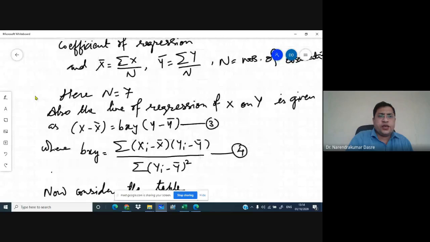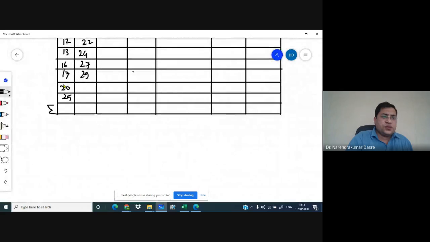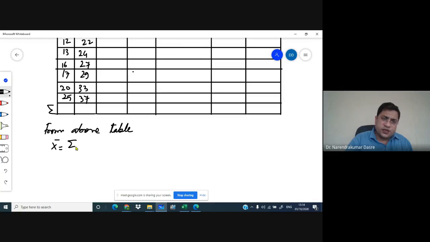And then we have 33 and 37. So what we can say from the above table is that x bar is equal to summation x upon n, and we know n is going to be 7. So y bar is equal to summation y upon n, and this is again divided by 7. So please give me what this value is. What is the summation x and what is the summation y?